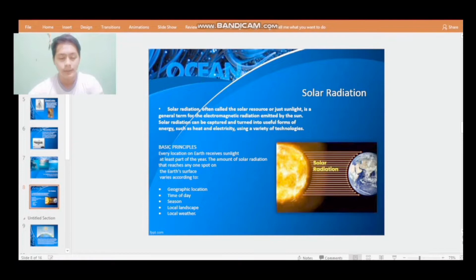of technologies. Basic principles. Every location on the Earth receives sunlight at least part of the year. The amount of solar radiation that reaches any one spot on the Earth's surface varies according to geographic location, time of day, season, local landscape, and local weather. In addition, sunlight is as essential to life in the sea as it is to life on land.